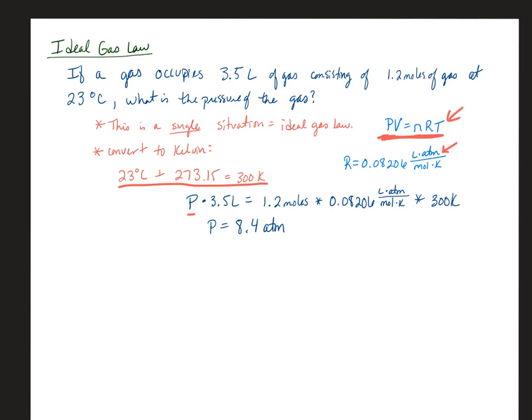So our pressure times 3.5 liters is equal to 1.2 moles. That's our n. Here's our R value, and then here's T. So when we solve for that, pressure is 8.4 atmospheres, which is actually really high. You don't want to be under a pressure like that.